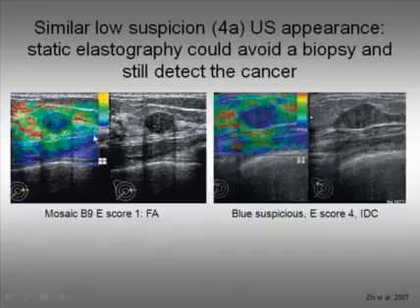Here's static elastography for low suspicion masses. These are not BI-RADS 3, but they would be BI-RADS 4A. And the one on the left, which is green, elasticity score 1, is a fibroadenoma. And the one on the right, which has an elasticity score of 4, it's all blue, was actually an invasive ductal carcinoma.